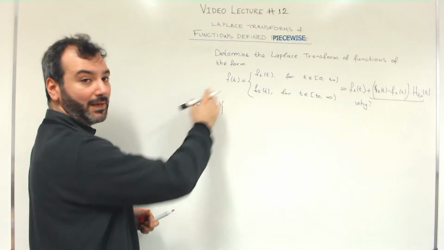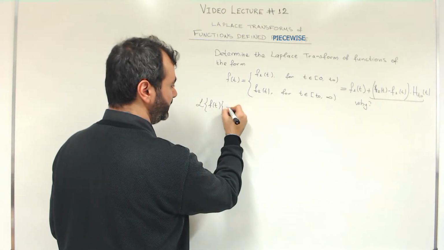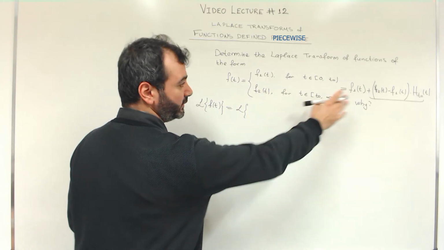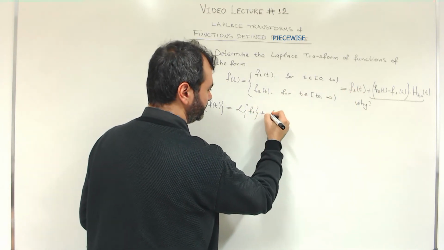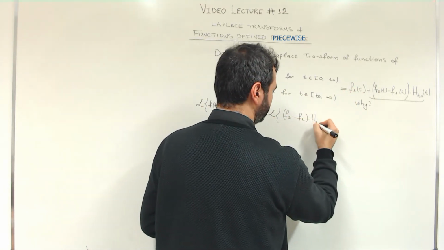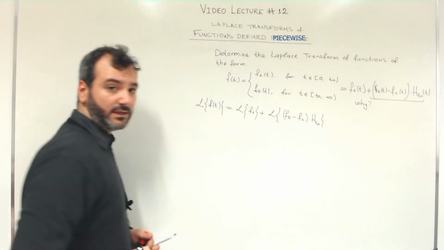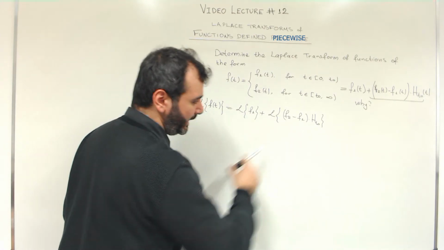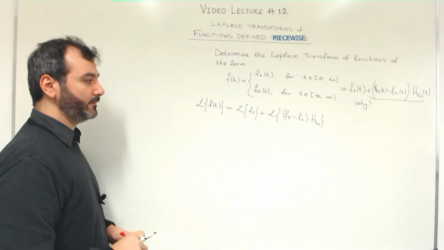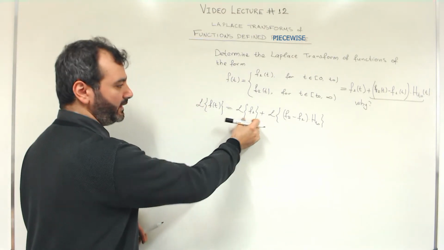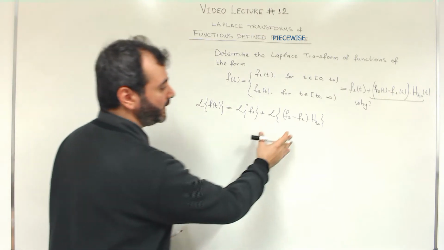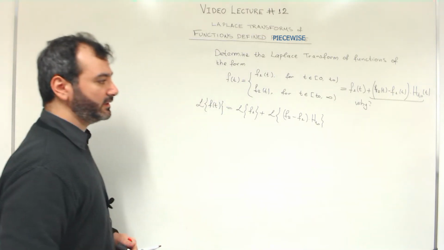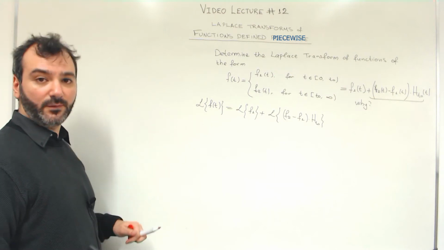To say that the Laplace of this function f is equal to the Laplace of the right-hand side, the Laplace of f1 at t plus f2 at t minus f1 at t, times h t0 at time t. Now, if we can determine the Laplace transform of f1 and the Laplace transform of this function here, then we have determined the Laplace transform of f.